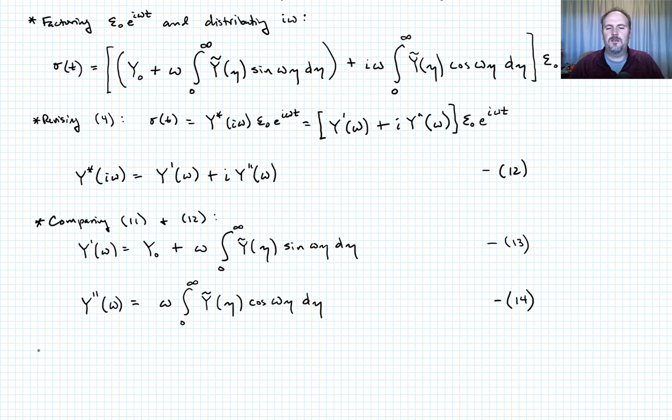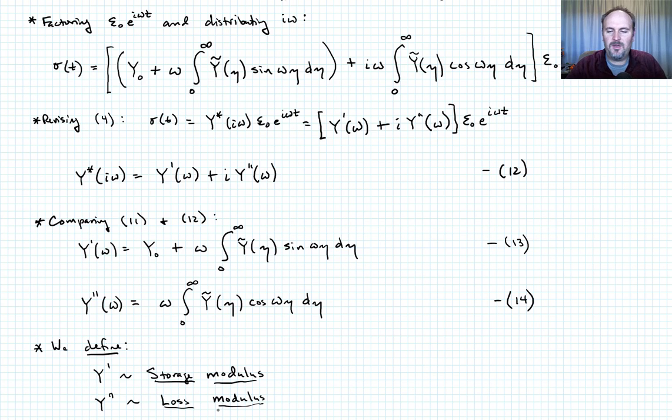Okay? So now all we've shown is that we can come up with a complex modulus, and we just define these terms. We define y prime as the storage modulus, and we define y double prime as the loss modulus. We'll show in a couple of lectures why that's called the loss modulus. It turns out that the loss modulus is proportional to the amount of energy dissipated during oscillatory loading.